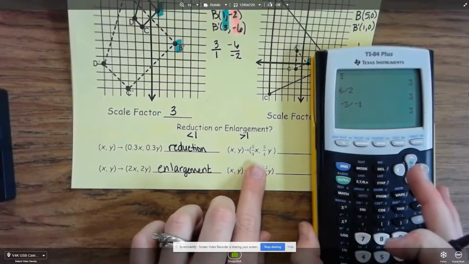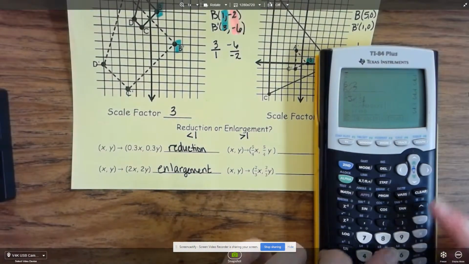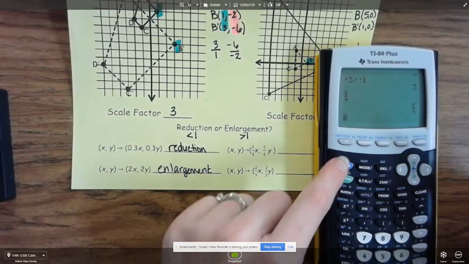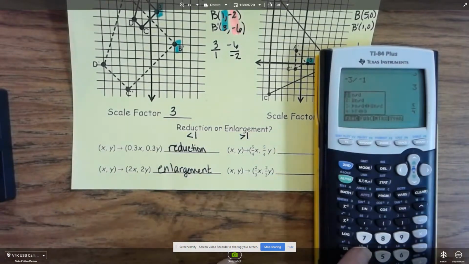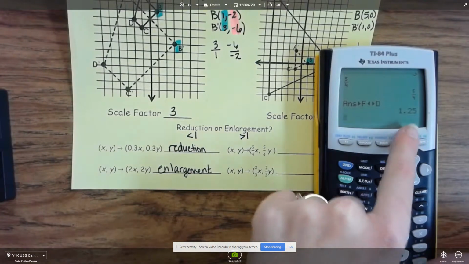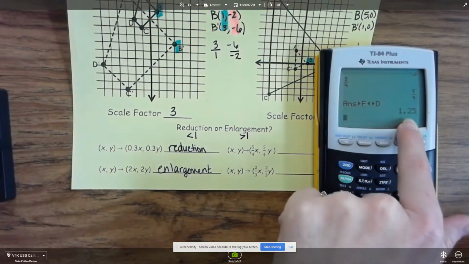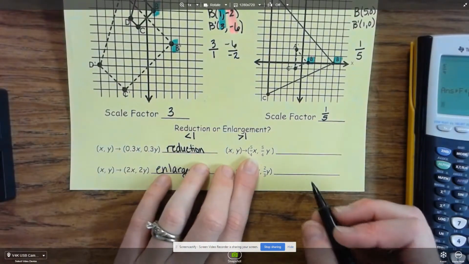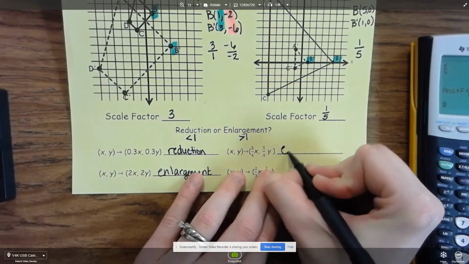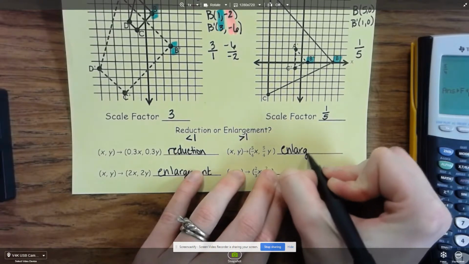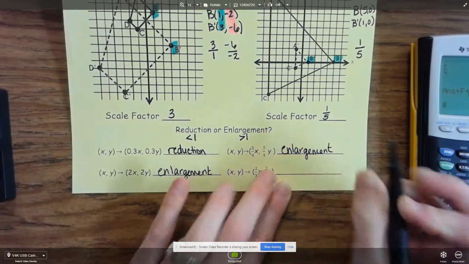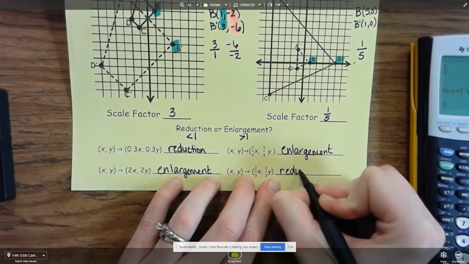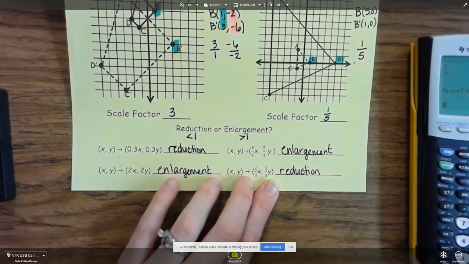All right, 5/4. So again, if you're not sure, you can type the fraction in your calculator. It didn't simplify it here, but if I do alpha y 4, it'll turn it into a decimal. And so now I can see 1.25 is greater than 1. So don't just assume that when they give you a fraction that it's going to be a reduction. And then finally 2/3. 2/3 is less than 1, so that one is a reduction.